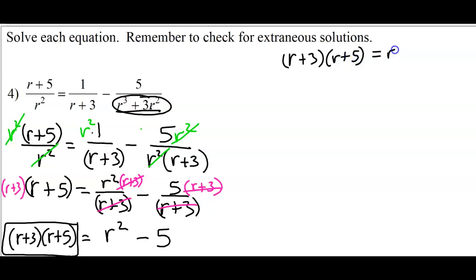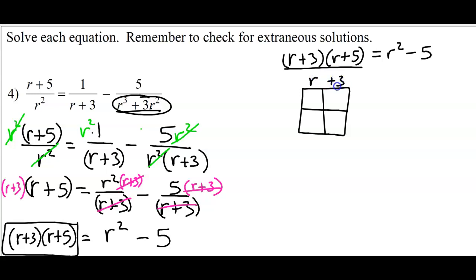I'm going to rewrite my problem up here just so it flows a little bit better. So for this, we're going to do the box method, like I said. To multiply, we're going to put the r plus 3 on the top, r plus 5 on the side, and then we're going to multiply to fill in our box. R times r is r squared, r times 3 is 3r, and so on.